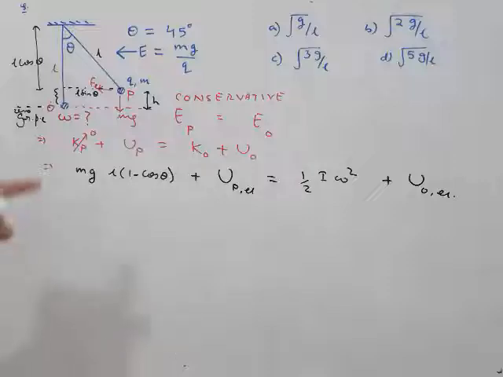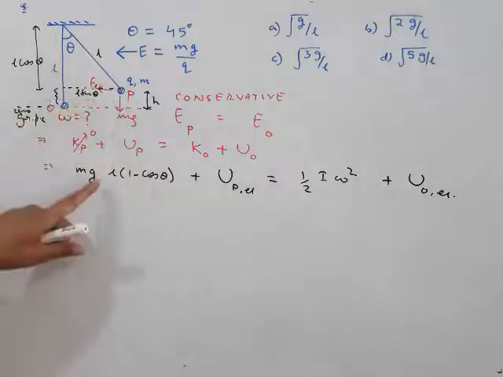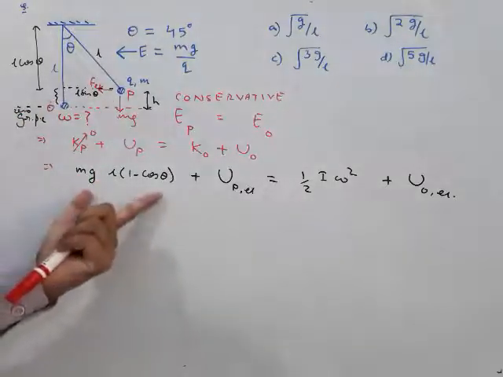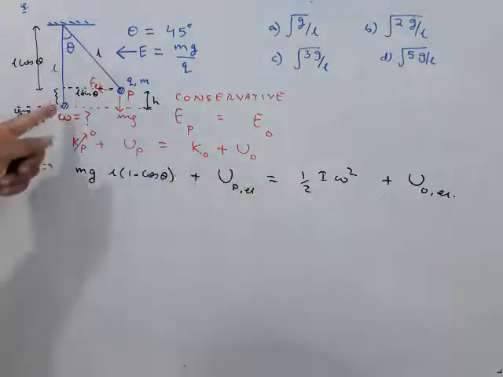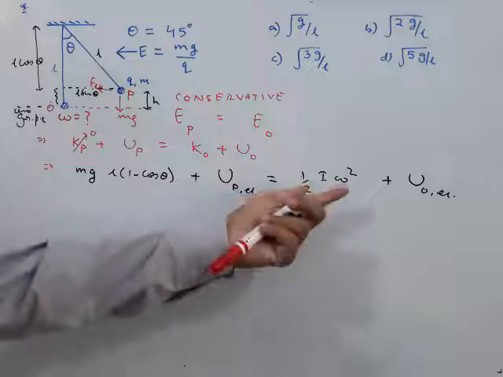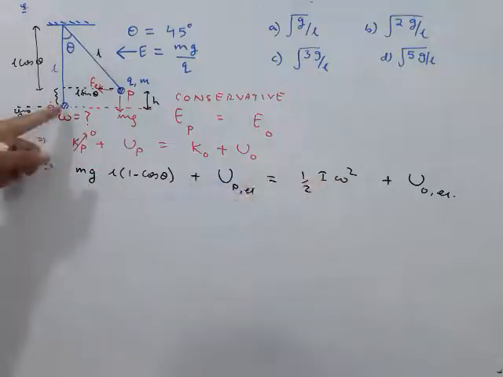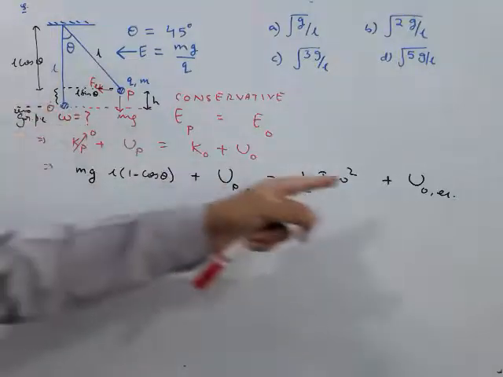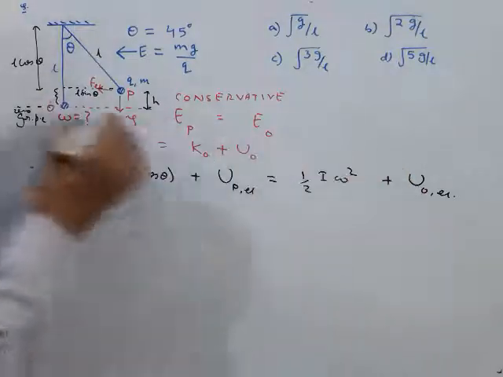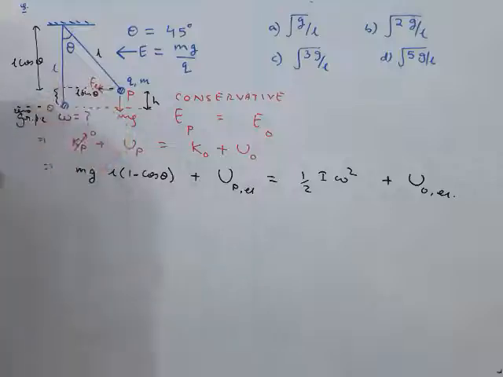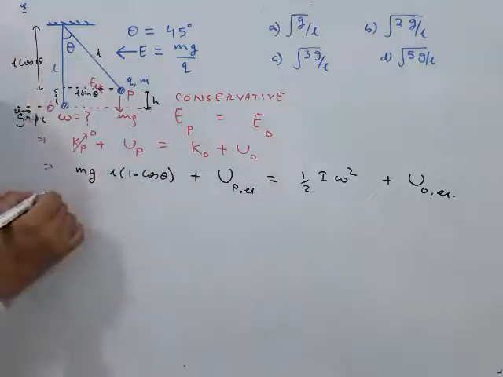I am repeating again, kinetic energy is 0 here. Potential energy has two terms, one due to gravitational force, one due to electrical forces. At this point, kinetic energy is half mv square or half I omega square. Potential energy is not due to gravity, it is due to electrostatic potential energy. I am assuming this level as the 0 potential energy level, then that would be correct.